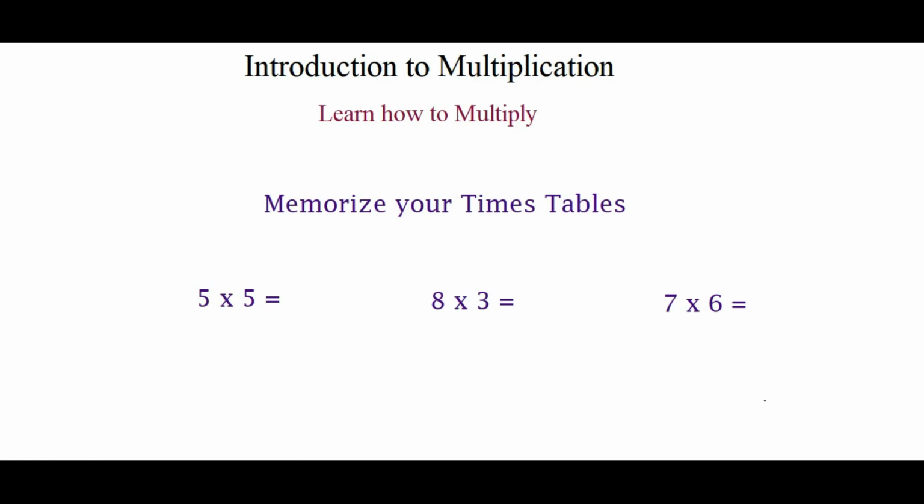Let's begin. On the board, we have 5 times 5. Because I memorized my times tables, I can just say 5 times 5 is 25. And 8 times 3 is 24. And 7 times 6 is 42. Just like that, I can answer these questions because I memorized my times tables.